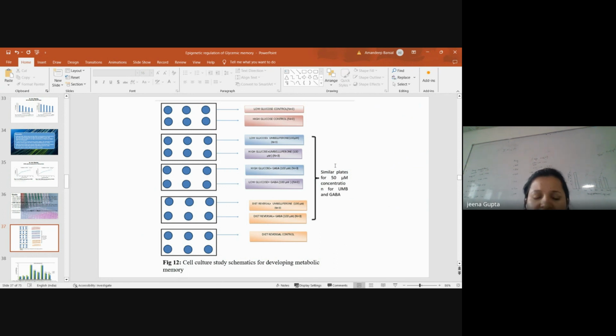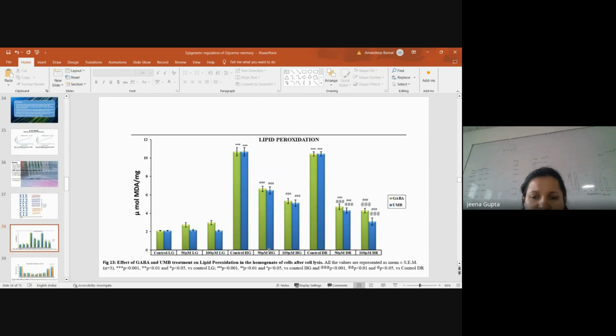Okay. Then we also go for diet reversal to see the glycemic memory effect. So what we do, we culture the cells under hyperglycemic condition for one subculturing, like 3-4 days. Then we shift the media back to the low glucose condition, the normal glucose condition, 5 millimolar glucose, to see whether these cells retain the memory of the previous spike in glucose or not. We treat all these cells with both the compounds, ambaliferone and GABA, at both the concentrations, 50 micromolar and 100 micromolar.